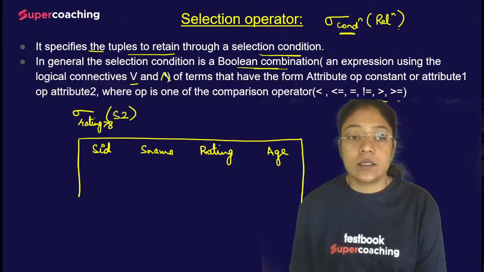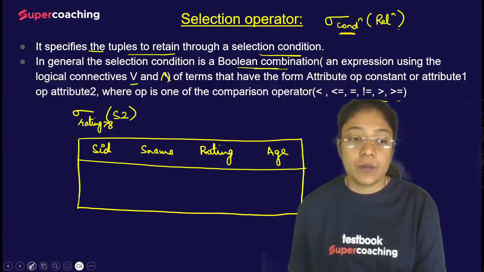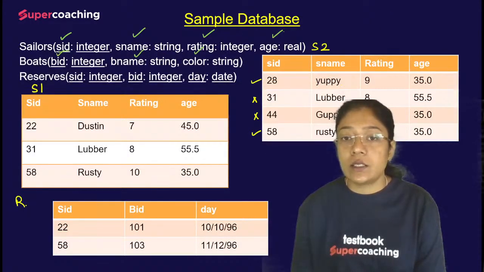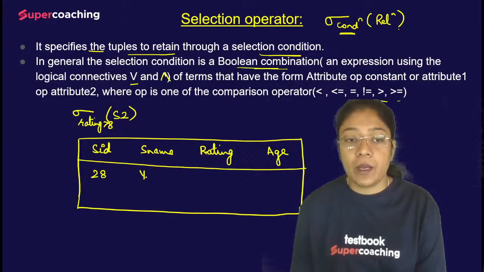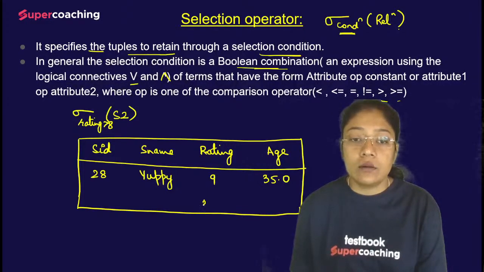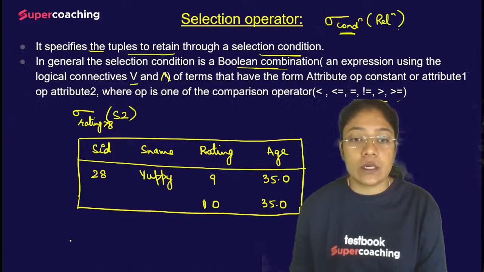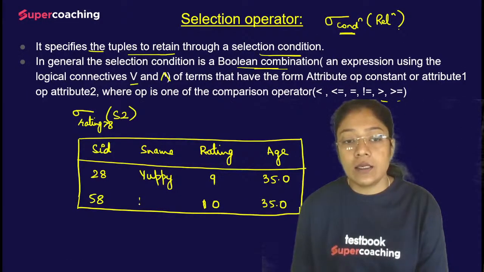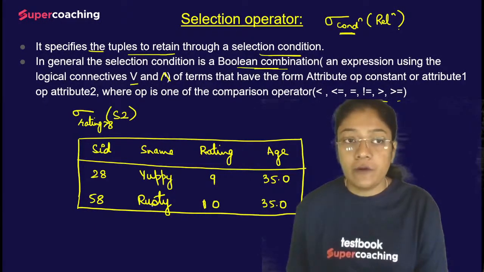In the result, there will be two tuples. The tuples here are 28, Yippee, rating was 9, and age is 35.0. Here, the rating was 10, age was 35.0. Let's see what was the SID and the SName. It's 58 and Rusty. Is this clear? This is the very first operator.